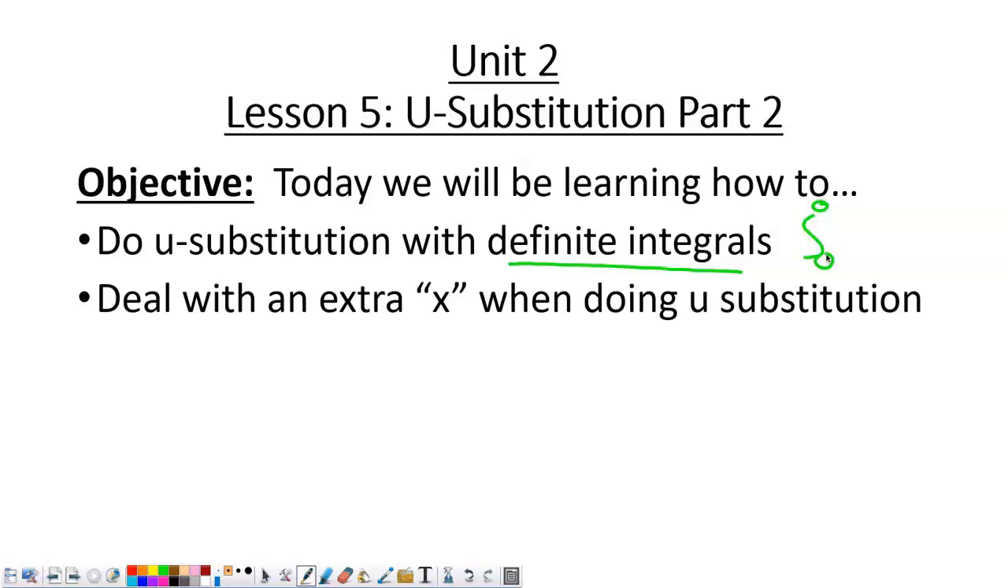We're also going to talk about how to deal with the situation when you have an extra x left over. Even though you've done the u substitution right, there's still an x left in there. Remember, we're trying to get rid of the x's and replace them with u's, right? Sometimes you still have an x left over.